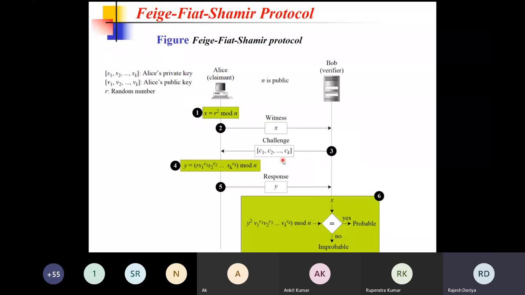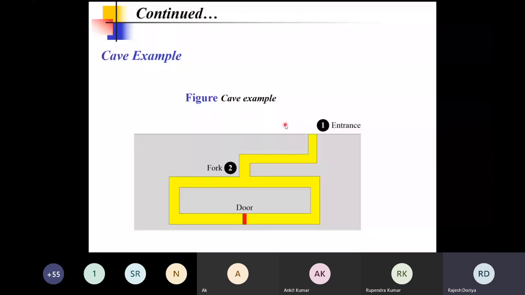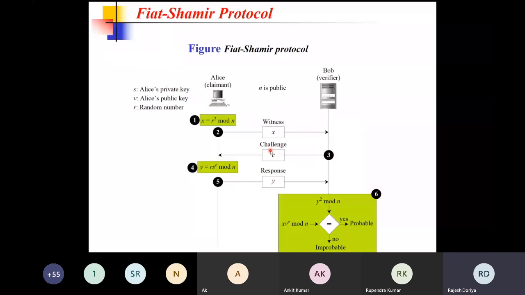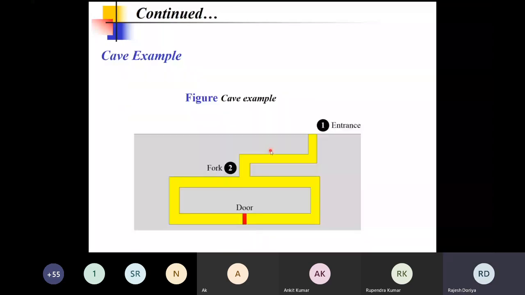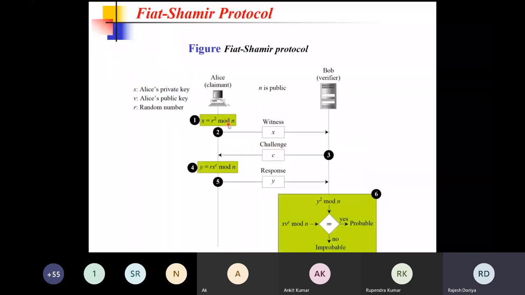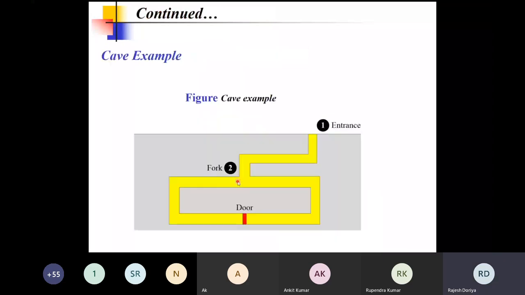And this is one of the variations of your Fiat-Shamir protocol. In the earlier cases, the challenge which was being used was a binary number, either 0 or 1. Over here, these calculations are pretty simple. You again pick a random number, then you have to square it, then you have to calculate the modulus, which is n. So these are pretty simple calculations, not the typical ones.